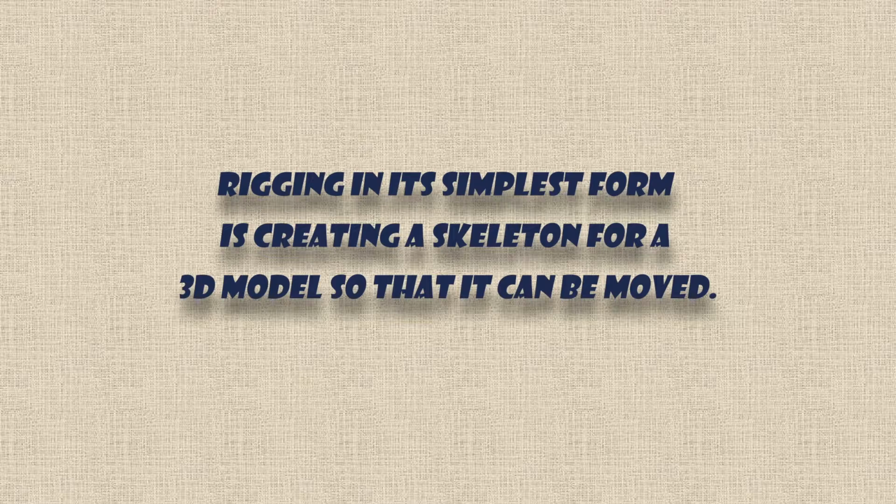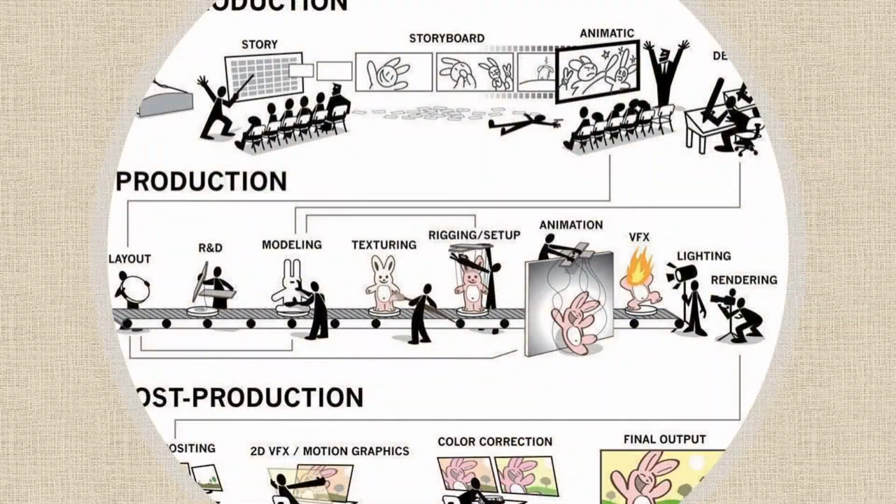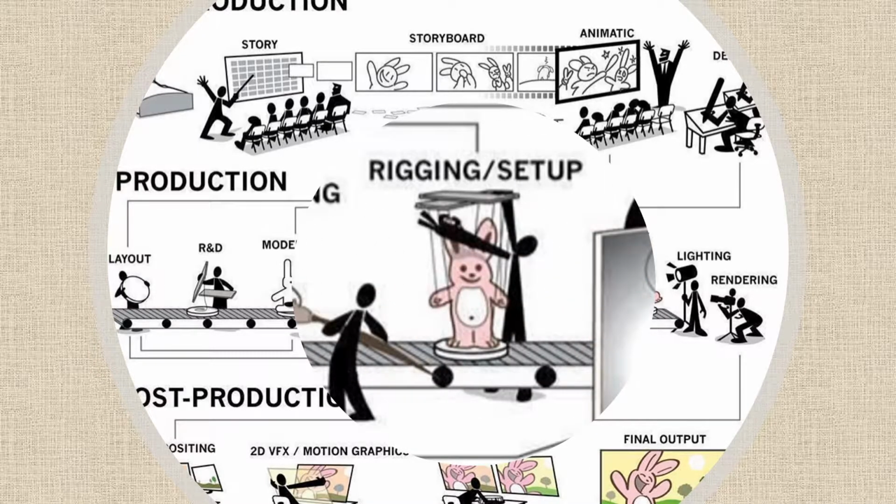Rigging in its simplest form is creating a skeleton for a 3D model so that it can be moved. After the 3D art department or the modelers are finished with the model, and before the animators start with the animation, the riggers are handed the finished model to create a system that enables the static model to move around.